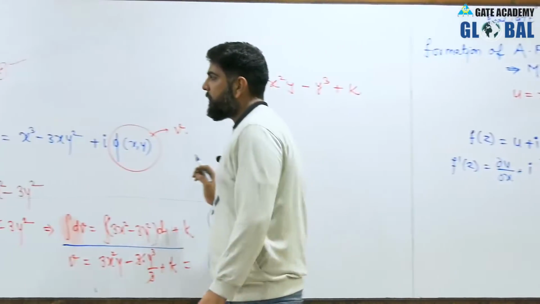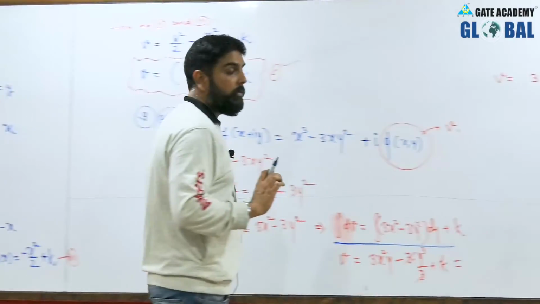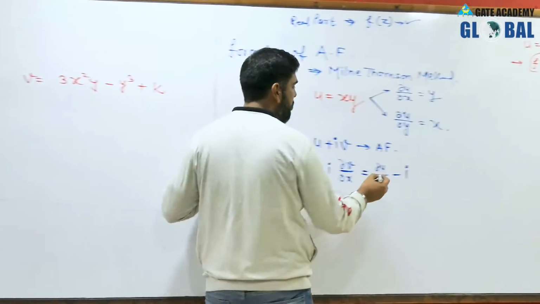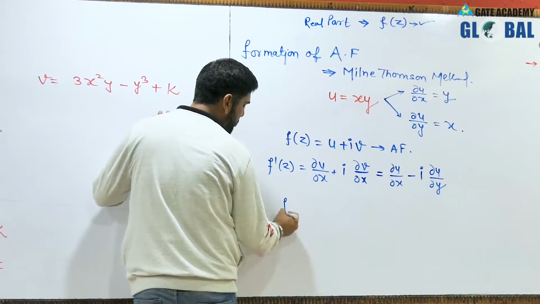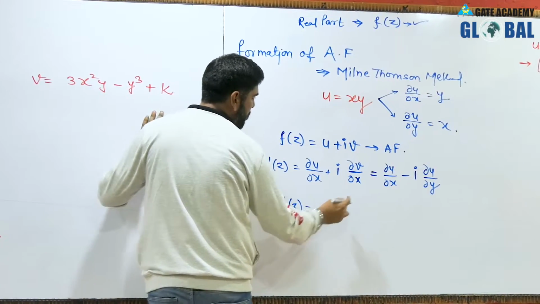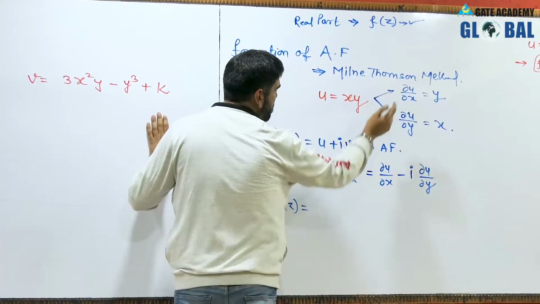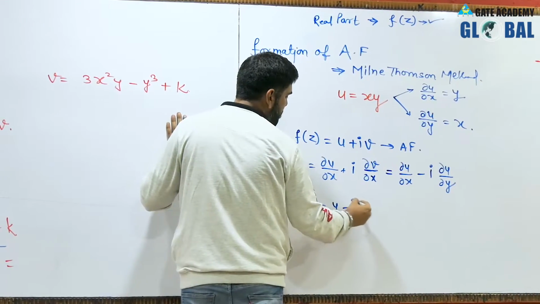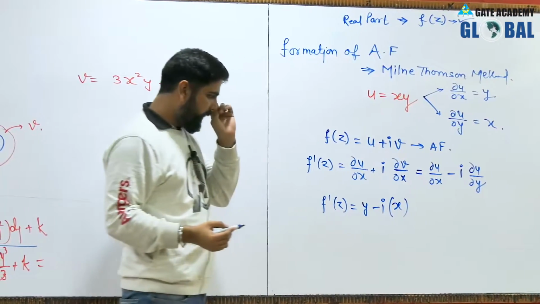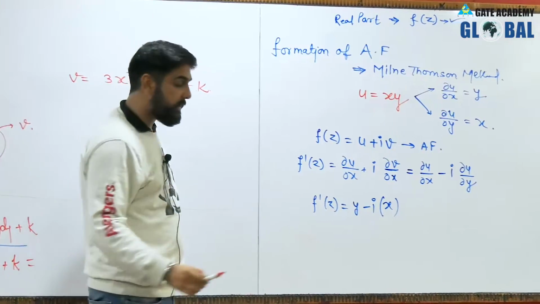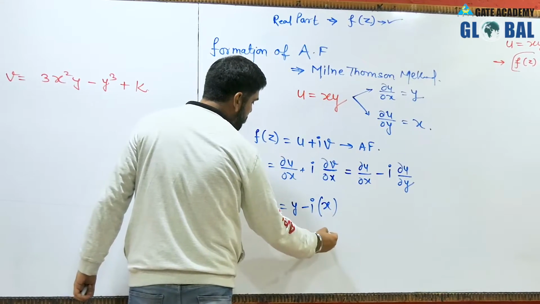Now what is the value of del v by del x? Del v by del x is nothing but del u by del y with a minus sign. So let us put the values. f dash z is equal to del u by del x, which is y minus i, and del u by del y is x. Now here is the assumption: I am putting x equal to z and y equal to 0.